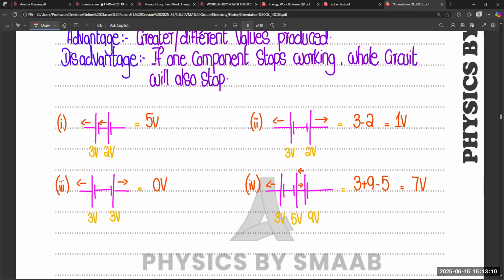So this is the concept of the combination of the cells in series combination. And we also need to consider the directions, because directions are also important. Otherwise, you will get the wrong answer if you ignore the direction of positive and negative signs.